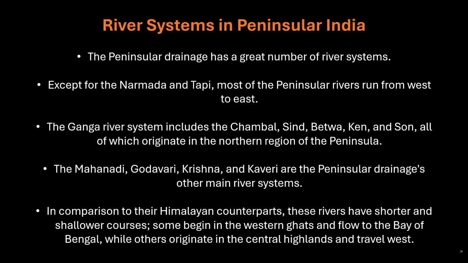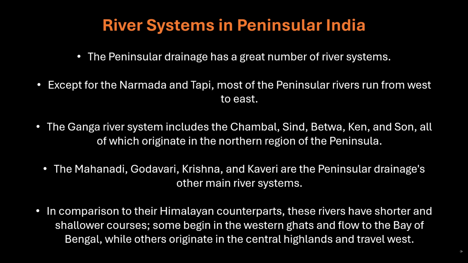River systems in peninsular India. The peninsular drainage has a great number of river systems. Except for the Narmada and Tapi, most of the peninsular rivers run from west to east. The Ganga river system includes the Chambal, Sindh, Betwa, Ken, and Son, all of which originate in the northern region of the peninsula. The Mahanadi, Godavari, Krishna, and Kaveri are the peninsular drainage's other main river systems.